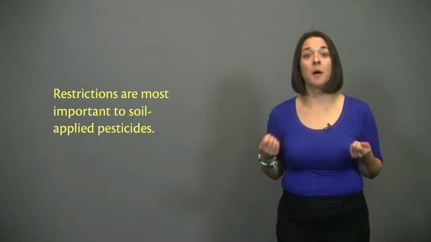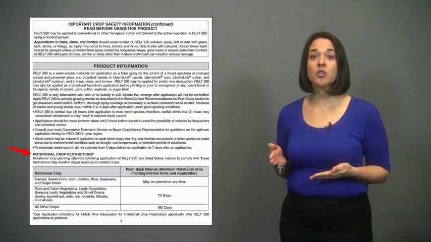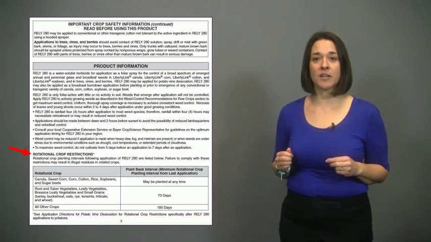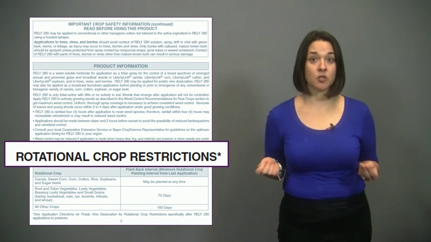Herbicide labels typically list plantback restrictions to prevent crop injury. These restrictions are less common with insecticides and fungicides, but they do exist. Plantback restrictions are most important to soil-applied pesticides. This information is usually found in the General Directions for Use section listed before the crop-specific directions.